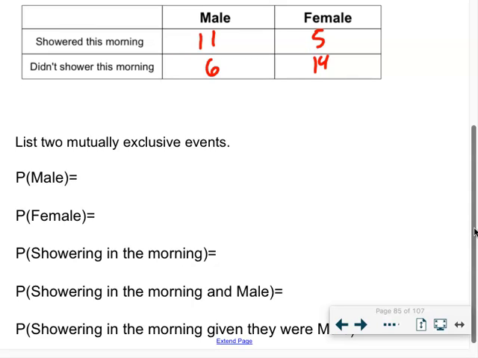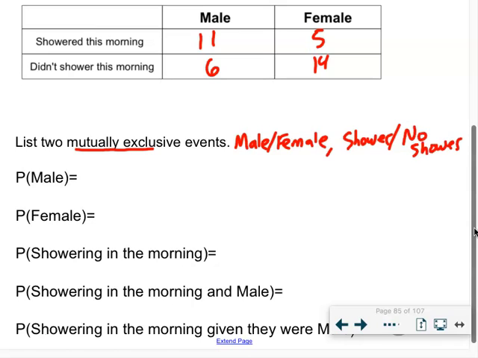Okay, so here's how two-way tables are going to work. We'll do this example and then one more, and then that should be plenty. There are 2 mutually exclusive events in this table. So there's 2 pairs of things that can't happen at the same time. One of them is male or female. You're not going to be both. And one of them is shower or no shower. There's no way that you both showered this morning and didn't shower this morning. You either did or you did not.